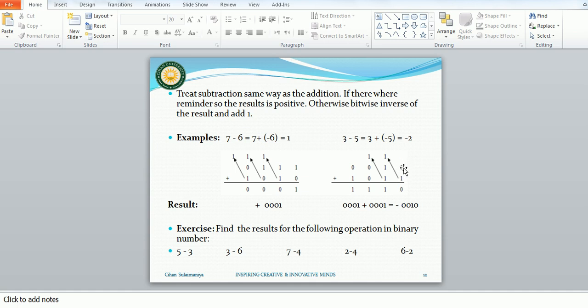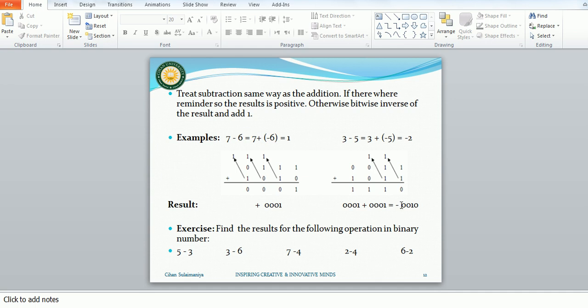So it will be 1 plus 1 is 0 and there is remainder 1. 1 plus 1 plus 1 is 1 and the remainder is 1. 1 plus 0 plus 0 is 1. And here 0 plus 1 is 1. Is there a remainder? No, there is no remainder. That means that the result is negative. So because there is no remainder, the result must be negative.